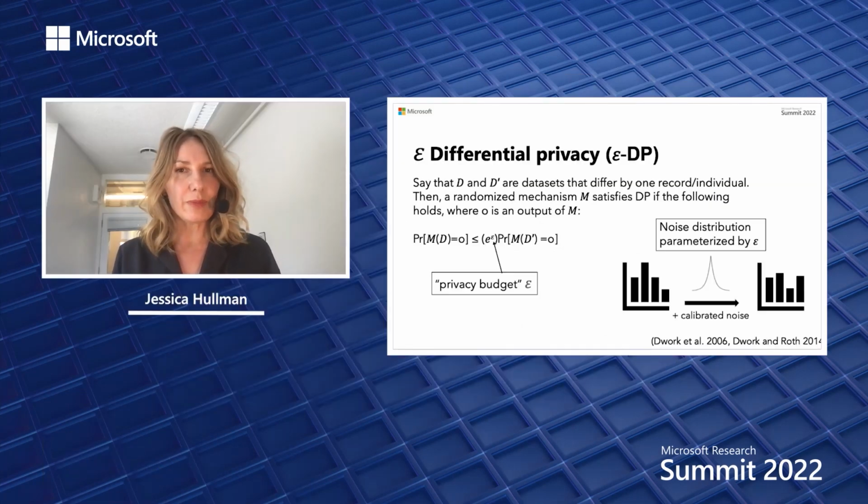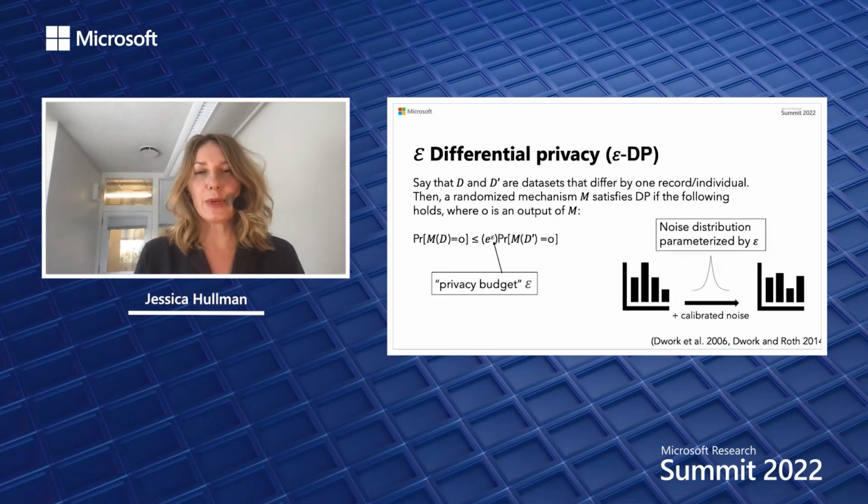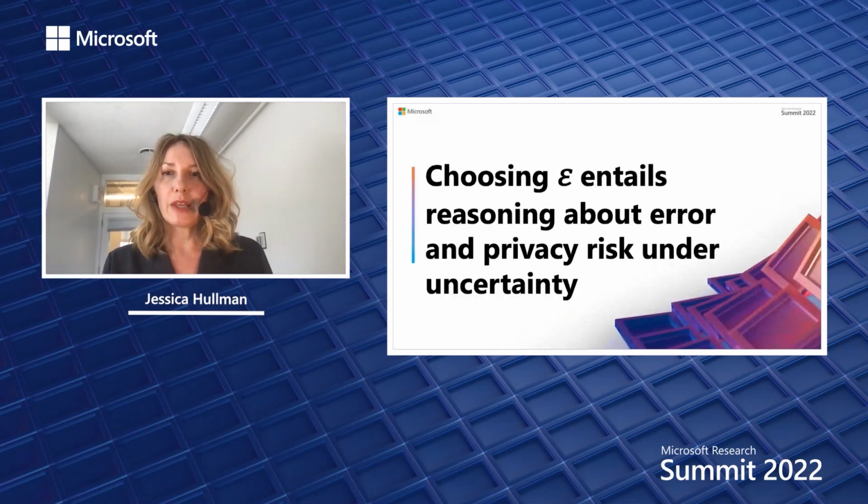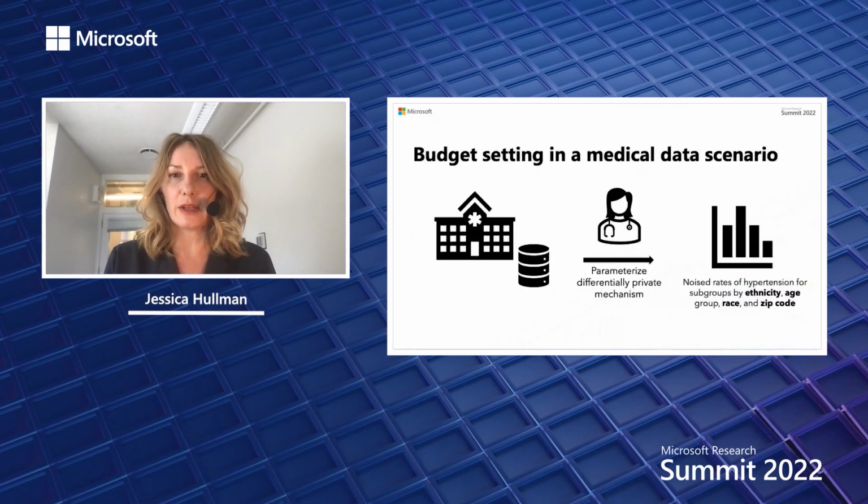But there are also some big challenges that arise in working with differential privacy in practice, especially when data are meant for inference. The most obvious is the question of how to set the privacy budget parameter epsilon. There's no agreed upon guidance for how practitioners should set this value, as it's intended to be a context-dependent choice. And so instead, practitioners have to reason about this trade-off between accuracy or error and privacy risk under uncertainty.